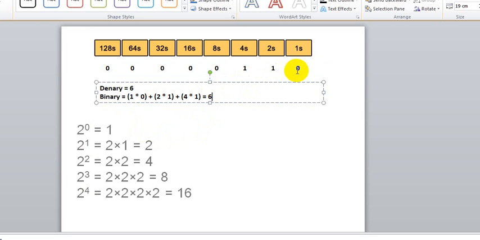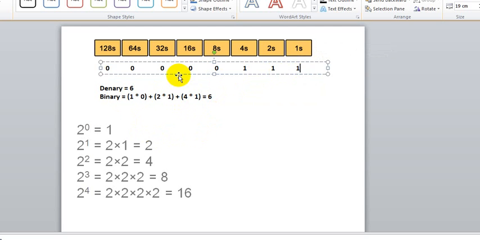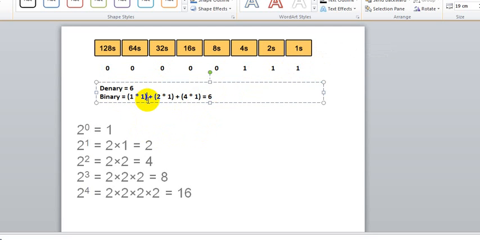Let's go through that again. All I did was say, well, what happens if it was 1 times 1? That would be 1. What happens if it was 2 times 1? That would be 2, so that's 3. And add that to 4. 4 times 1, 4. That would be 7. So something's wrong.